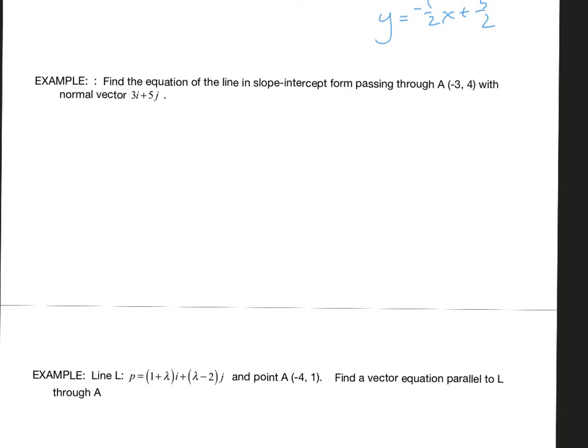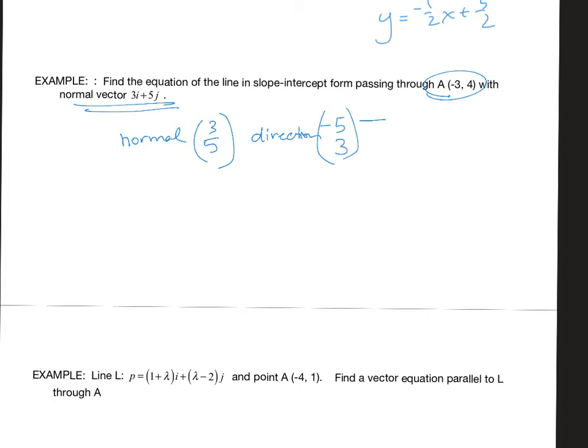All right, and this one's really, really similar. Again, we're finding an equation of a line in slope-intercept form. They've given us an ordered pair, but this time we have a normal vector. Okay, so if the normal vector is 3, 5, that means the direction vector is -5, 3. Which means this is the change of x, and that's the change of y. So the slope that we want to use is going to be 3 over -5, or -3/5.